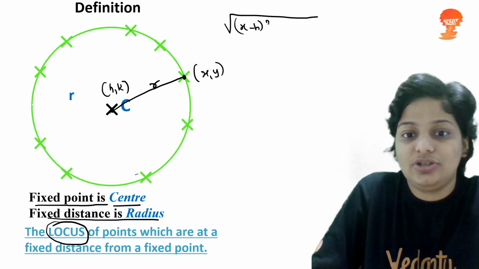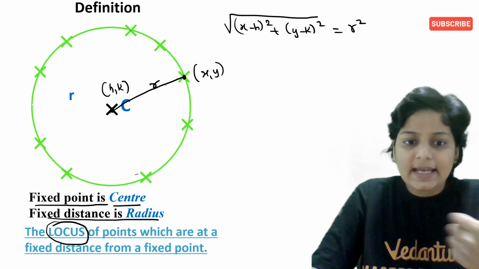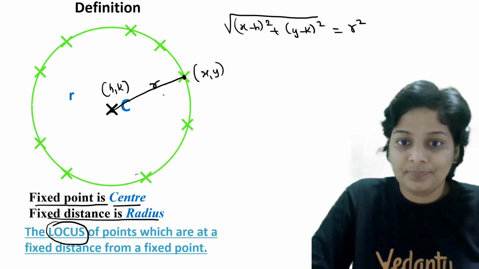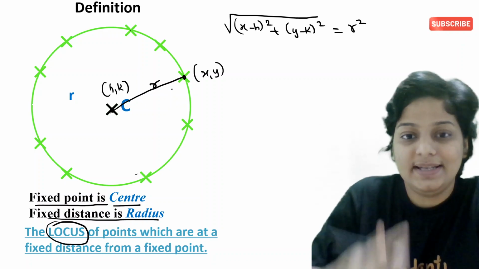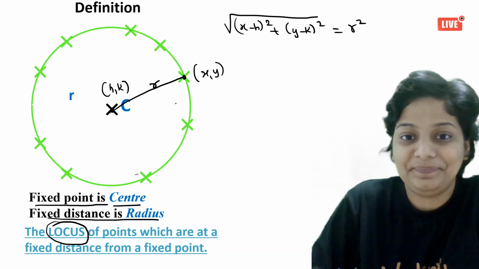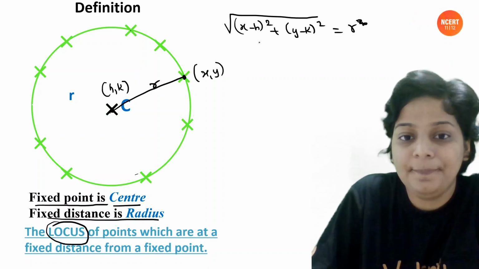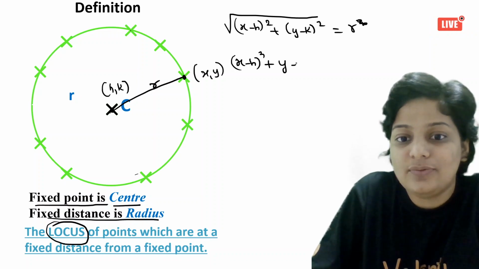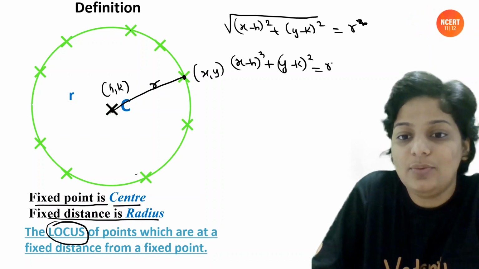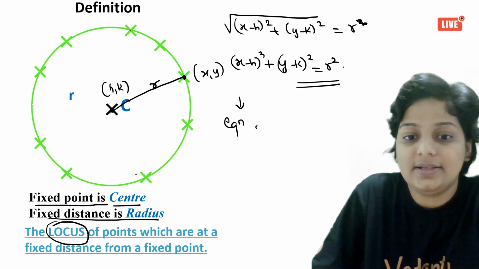X minus h the whole square plus y minus k the whole square is equal to r square. Isn't it the distance formula? y2 minus y1 the whole square plus x2 minus x1 the whole square is equal to distance square. Like just O is equal to r, by the way. When you open it, you will get x minus h the whole square plus y minus k the whole square is equal to r square. And this is the equation of circle.